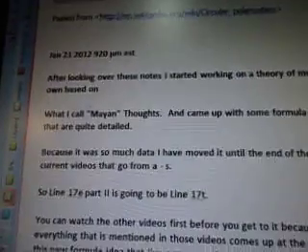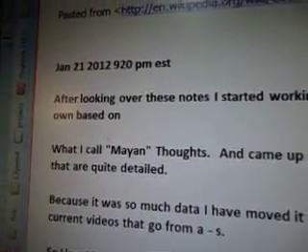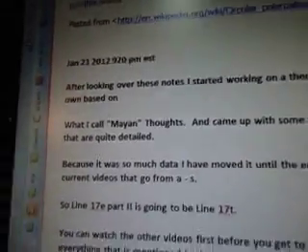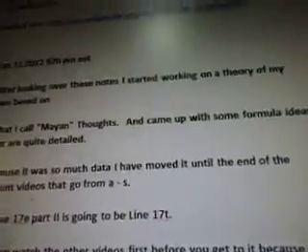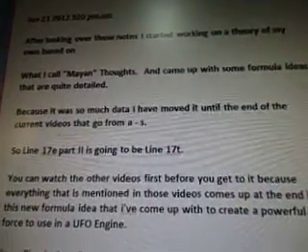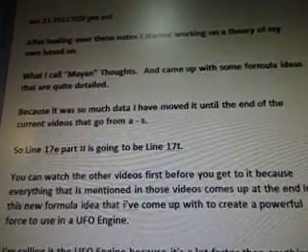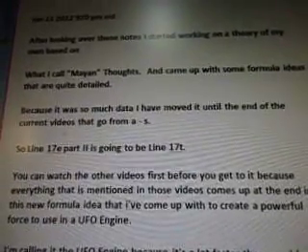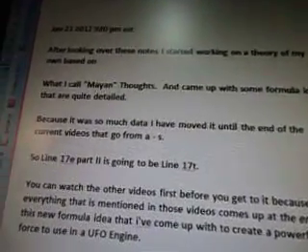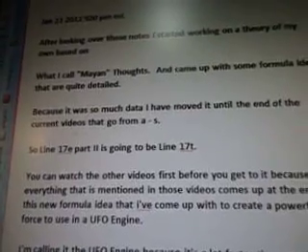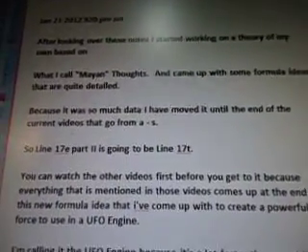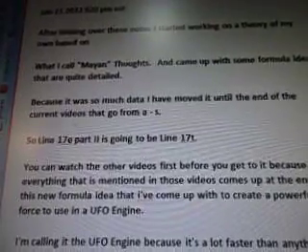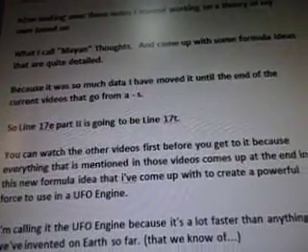So I'm going to go to my thoughts here. January 21st, 2012, 9:20 p.m. Eastern Standard Time. After looking over these notes, I started working on a theory of my own based on what I call Mayan thoughts, and came up with some formula ideas that are quite detailed. Because it was so much data, I have moved it to the end of the current video that go from A to S. So line 17E part 2 is going to be line 17T.